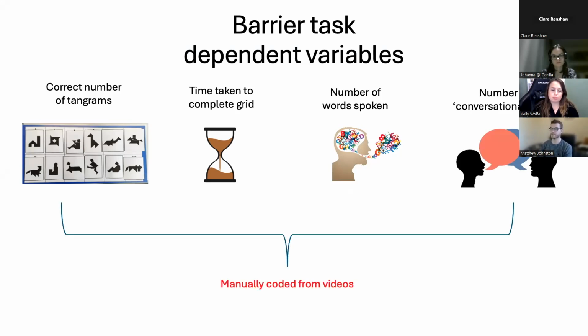And as Kelly mentioned, we manually code this from videos, and this is incredibly expensive and takes a lot of time, and is actually prone to human error as well. So having an online version will automate a lot of these processes for us and really help us focus on writing up the task rather than just spending time pre-processing data.